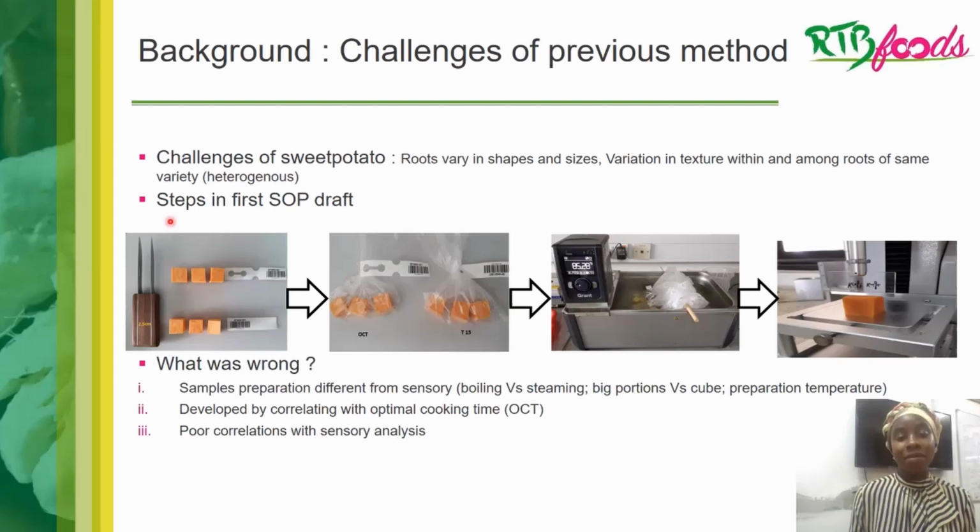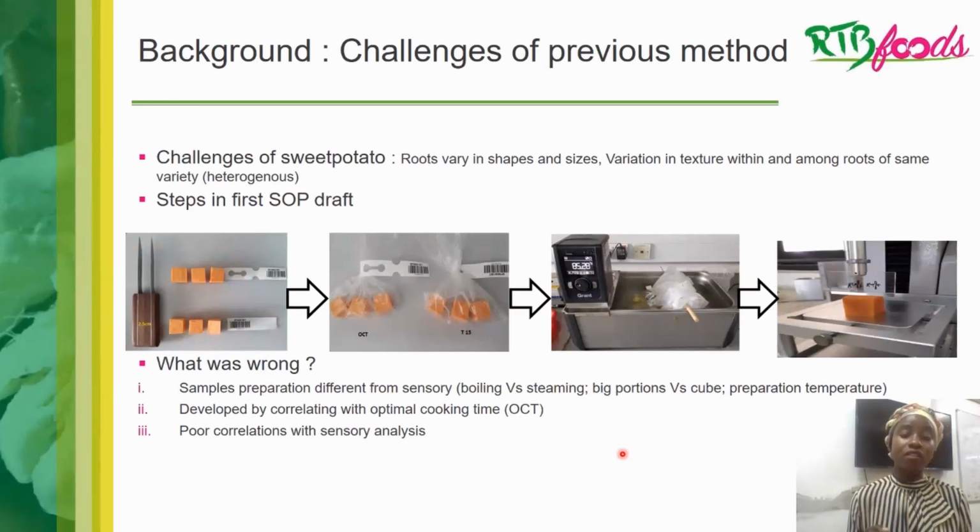We had at that time already established a first draft for our instrumented texture SOP, where we made cubes of 2.5 centimeter size and immersed them in water at 85 degrees for 15 minutes before analyzing texture using a knife blade. There were things that were fine with this method, but there were things that were not so fine with this method.